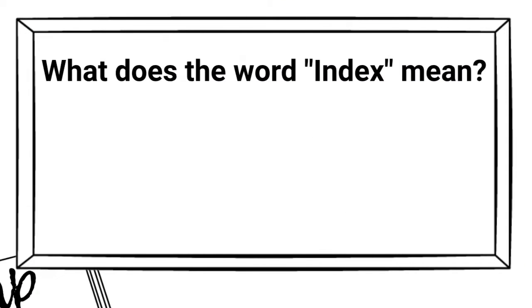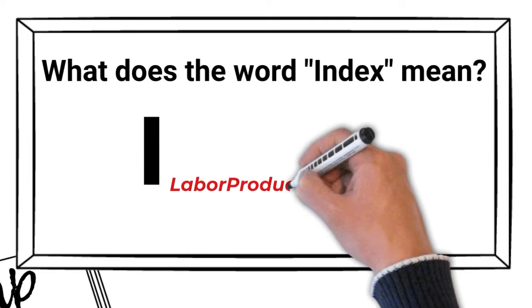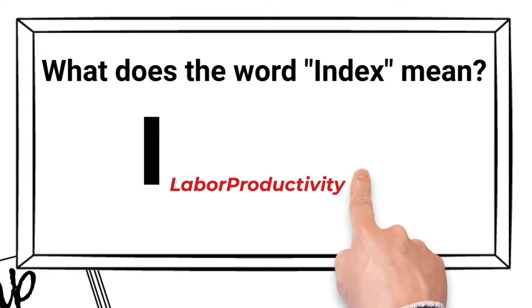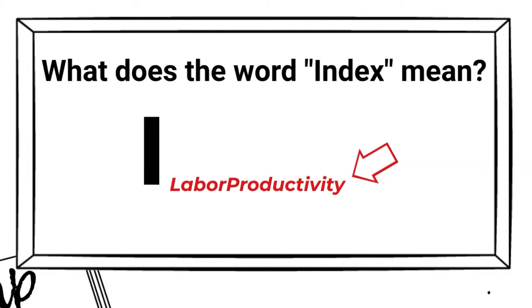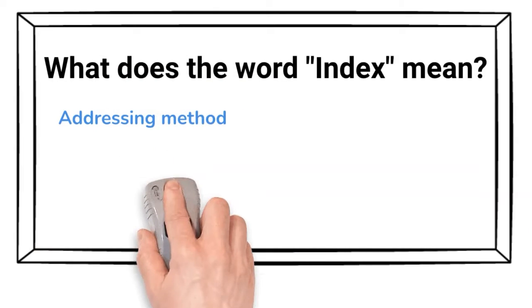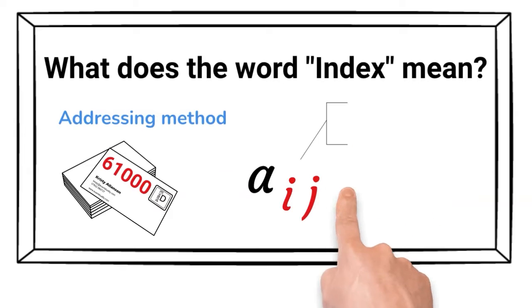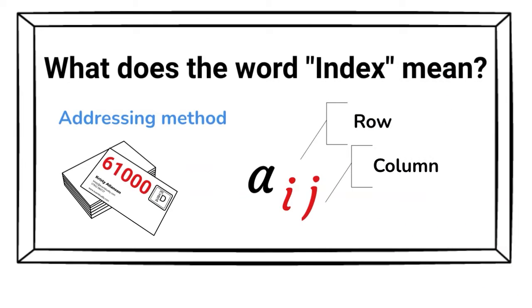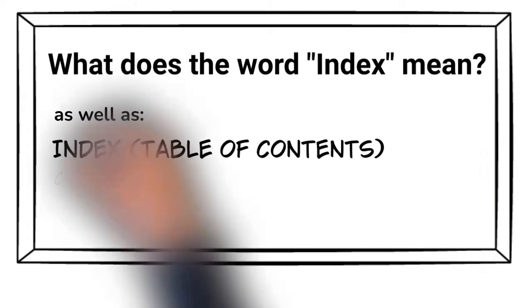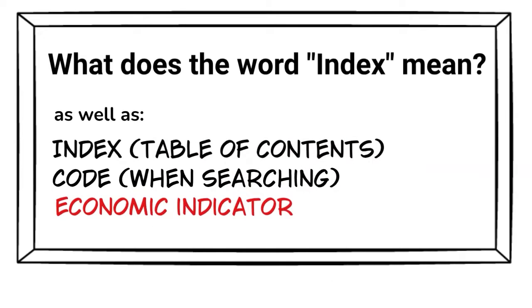Let's go. In a general sense, this concept can have several meanings. For example, index as an explanatory inscription. Labor productivity index. Or, index as a way of addressing a postal code. Or an index in a matrix, clearly showing the element we mean. This concept has other meanings. But we are interested in economics.